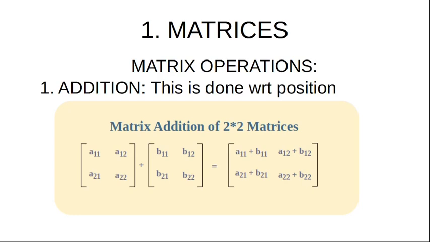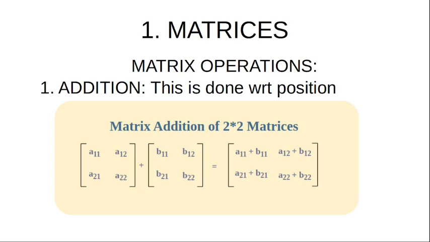In matrices, we have different operations that we can perform. We can perform addition, we can perform multiplication, we can perform something called a cross product, but that's a bit too advanced for now. Let's look at addition. Addition is done element by element.